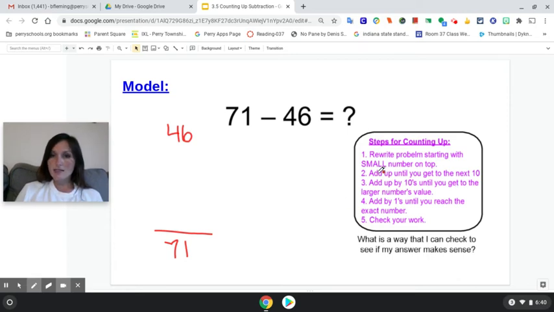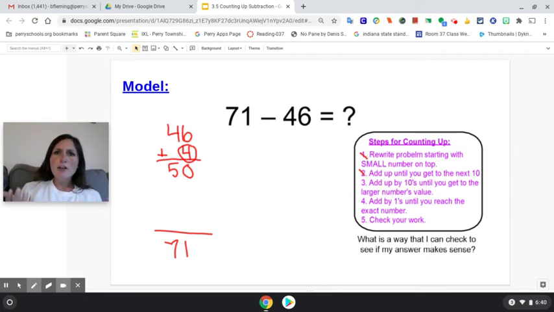The second step says to add up until you get to the next 10. What that means is I'm going to look at 46 and think, okay, 46 plus what? How could I round up to the next 10? Well, 46 rounded up is going to be 50. So how do I get from 46 to 50? Well, 46, 47, 48, 49, 50. So I counted 4 more. I'm going to circle that because I'm going to need that at the end. Okay, so now I've got to the next 10. I'm at 50. So I did the first step and the second step.